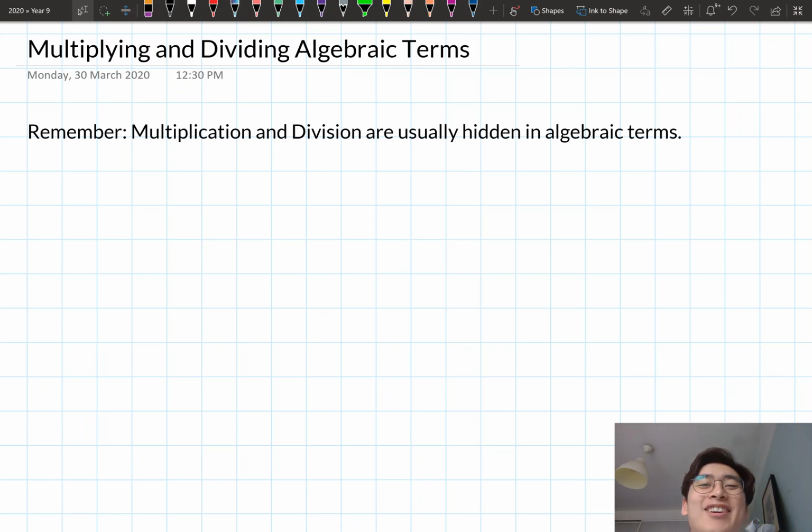Okay, hello year 9s. What I'm going to do in this next video is go through the next section in your learning booklets. This is a section on multiplying and dividing algebraic terms. So that's what we're going to be doing in this section.